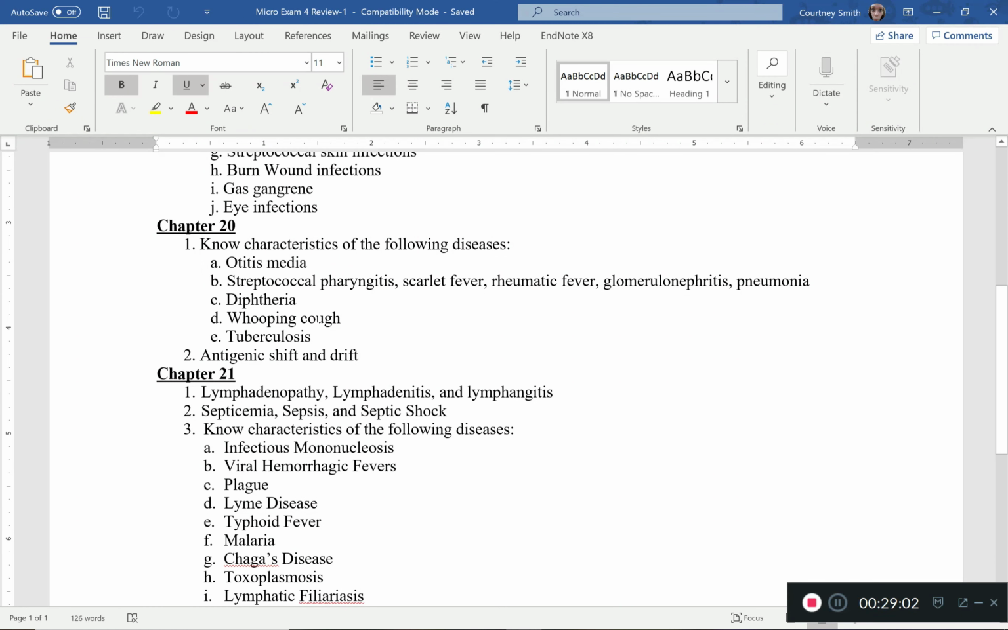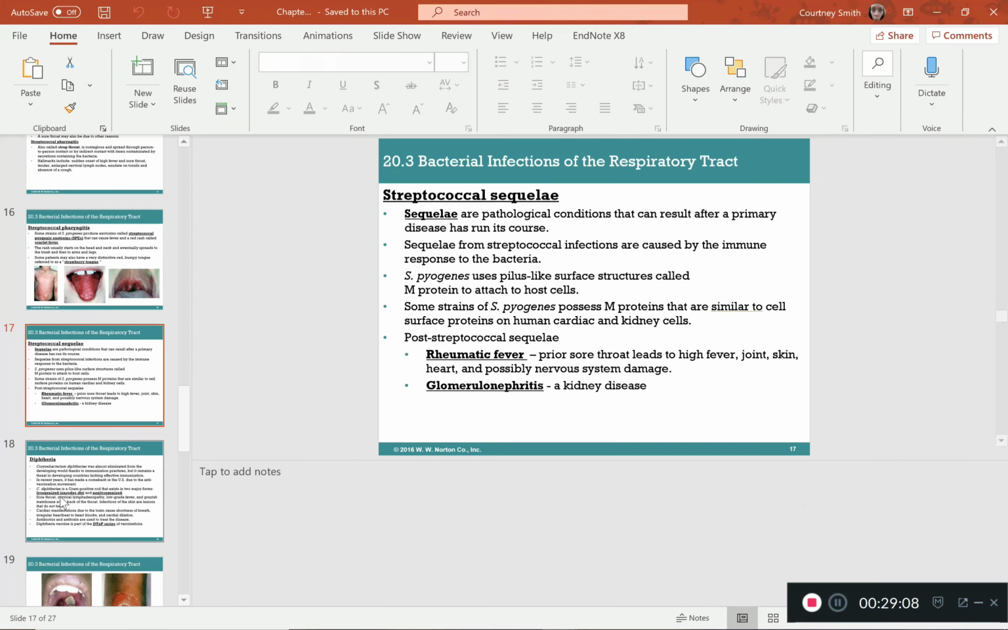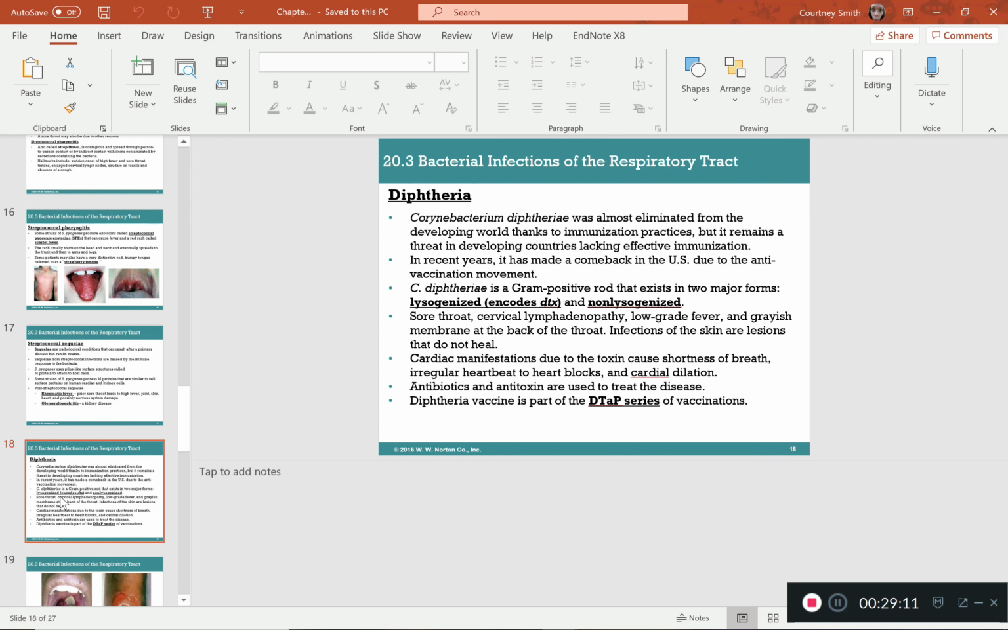Okay, so let's go to diphtheria, whooping cough, tuberculosis. Okay, so diphtheria. Immunizations have definitely helped with the decreased prevalence of diphtheria in the developed world. But in underdeveloped countries that do lack immunizations, there are higher occurrences of diphtheria. But then also we're starting to see a little bit more cases in the US because of that anti-vax movement.